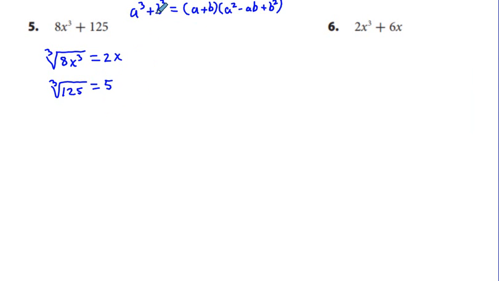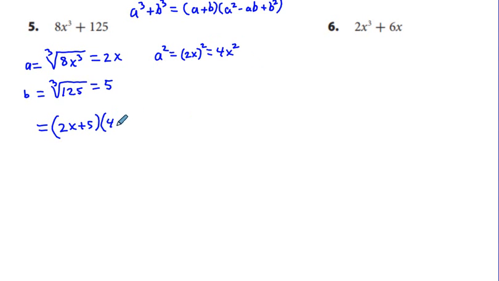And so now, using our sum of cubes form, we can rewrite this expression as a plus b, and a is going to be equal to 2x, b is going to be equal to 5. So we're going to have the quantity 2x plus 5 times, we're going to have a squared. I'm just going to do a little side problem: a squared is going to be equal to 2x squared, which is equal to 4x squared.